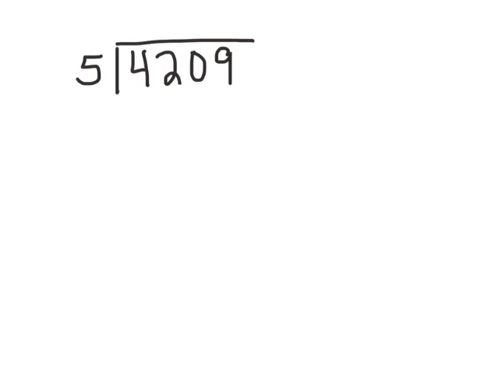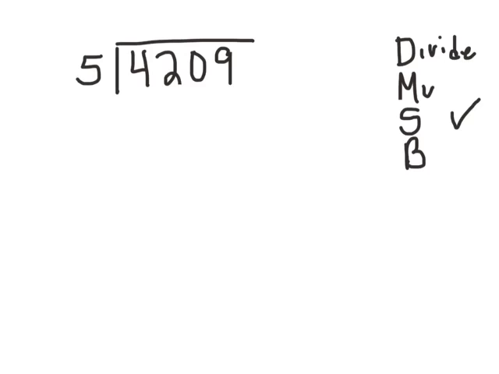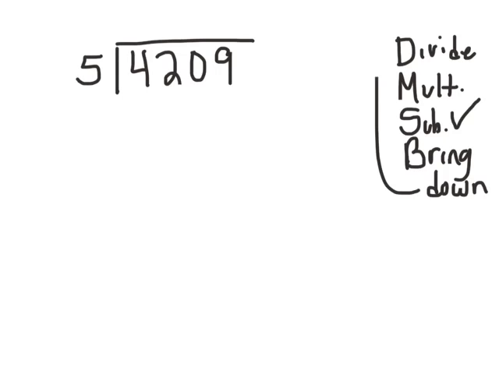Now, the way that we remember it is "dead mice smell bad," and we have a check mark on that. So we divide, multiply, subtract, and check to make sure that what we are left with is smaller than our divisor. In this case, it's 5. And then bring down is the last step. And then you do it all over again until you are done.